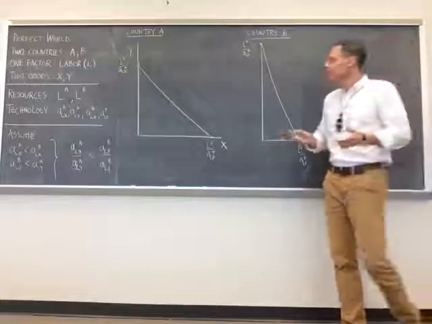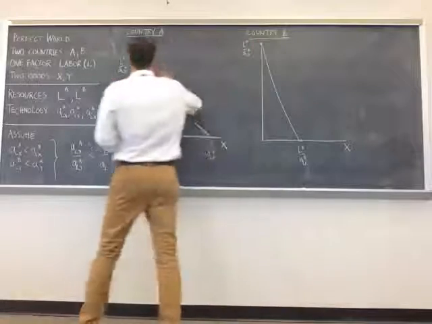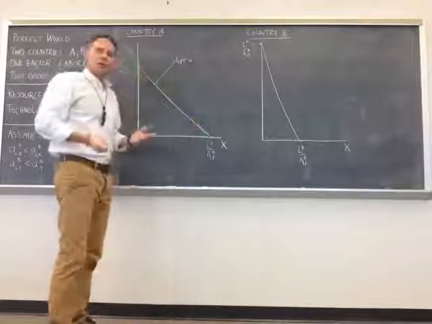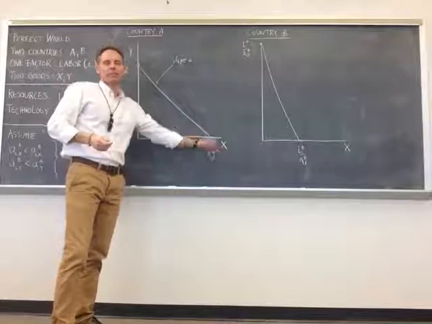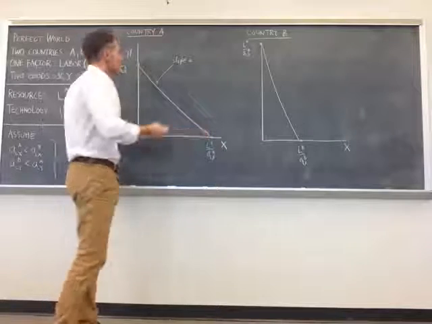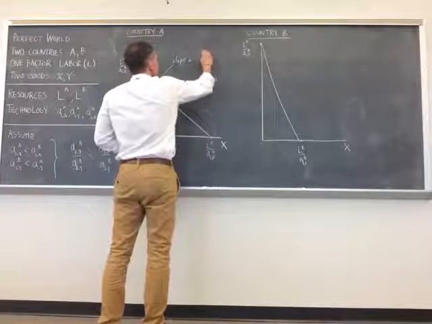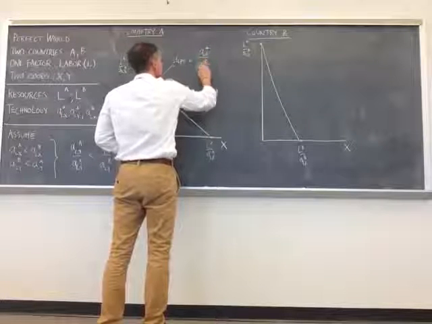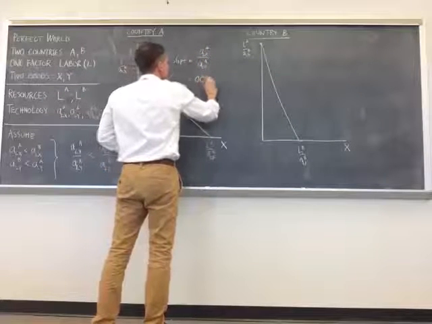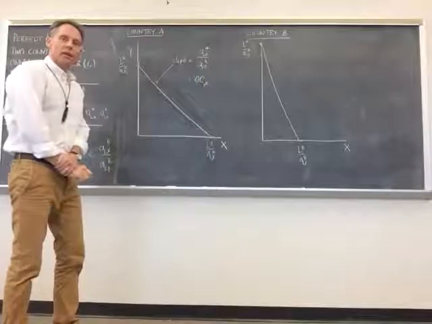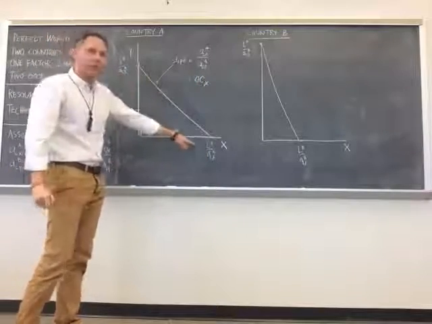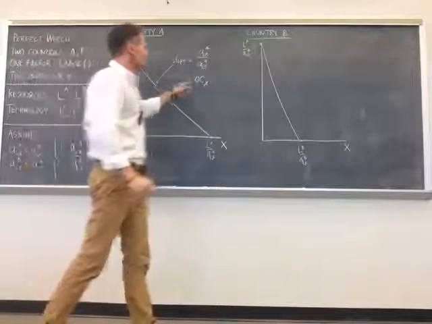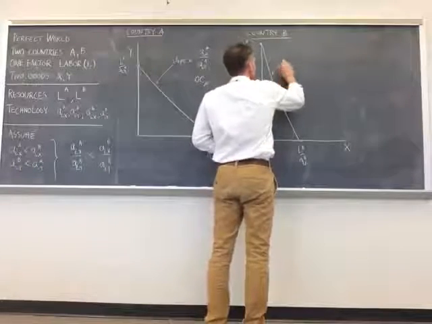Now you remember that the slope of the PPF is equal to the opportunity cost of the good on the x-axis, in this case, good X. So what we have here is, of course, that the slope is the ratio of these two unit labor requirements, which is equal to the opportunity cost of good X. And we have it over here, same thing.